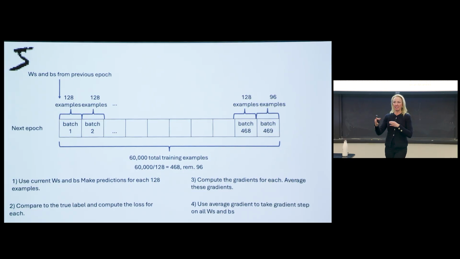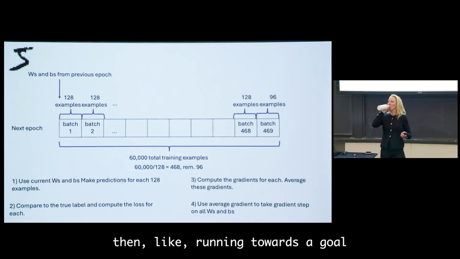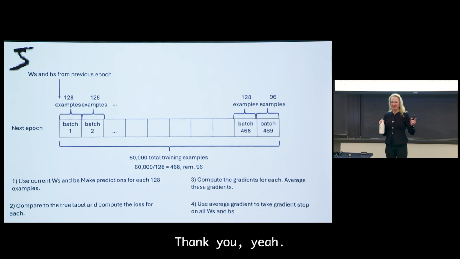It could end up effectively reducing, as it were, the size of your data set. Trying to train a handwritten digit model on 96 examples is going to be terrible. You don't want to be optimized for only 96 examples. You need more signal than that. Why? Because there's more diversity in handwritten digits, right? So I think those are the sorts of effects that I would be concerned to see, and why you wouldn't want to set it up that way. But I see the question. It's more about whiffing everything than running towards a goal that you know is at a certain location. Exactly. Thank you.